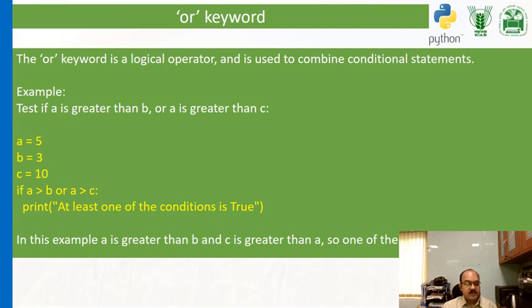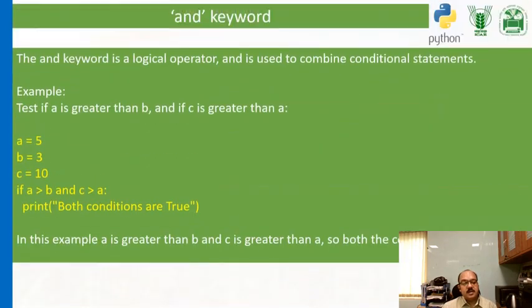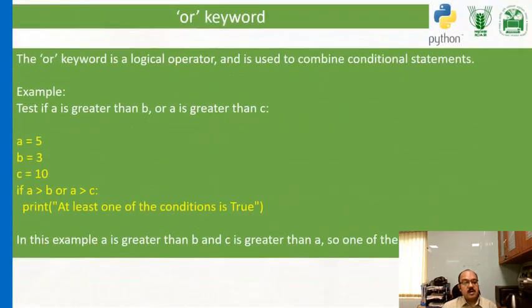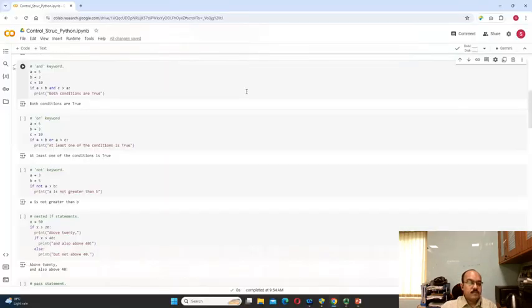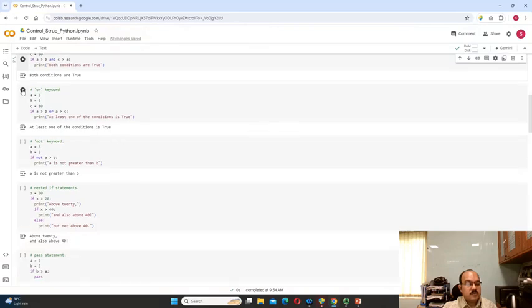So there is a difference between the AND keyword and OR keyword. In case of AND keyword, we have seen that both conditions must be true, then only that will be executed. However, in case of OR, only if one condition is satisfied, then it will be executed. So we use this OR keyword, we run this, and we get the desired output.